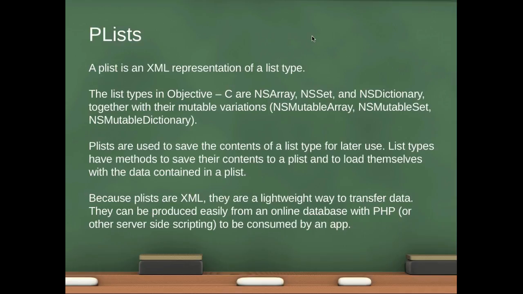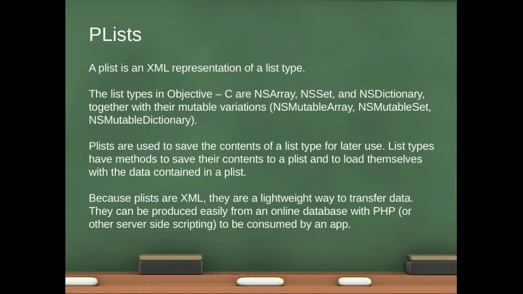So we already said a plist is an XML representation of list types. So what in the world is a list type? Well, a list type in Objective-C is an NSArray or an NSSet or an NSDictionary, or their mutable variations: NSMutableArray, NSMutableSet, and NSMutableDictionary.